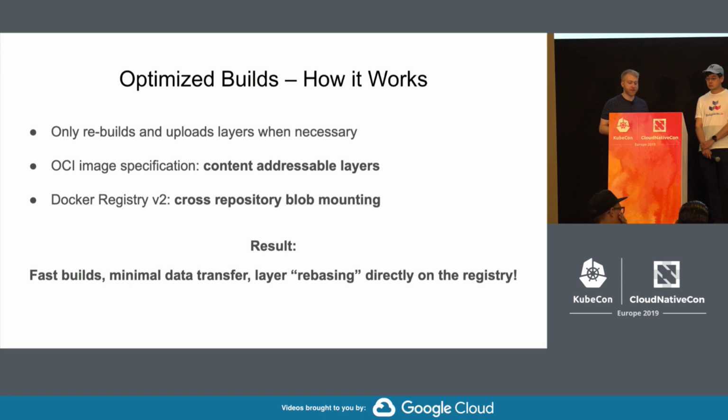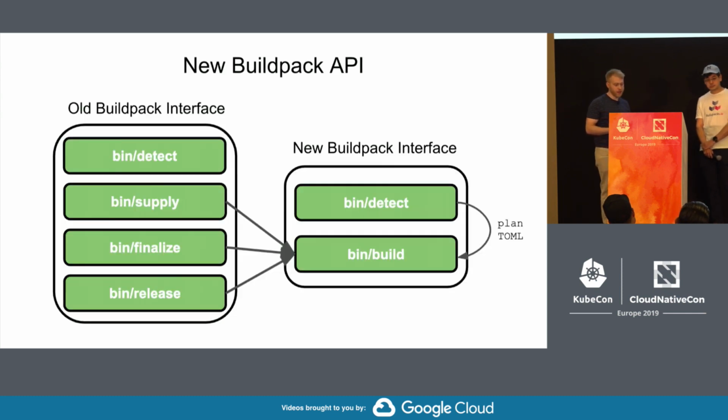The other feature is a thing called cross-repo blob mounting in the new Docker registry spec that lets you point at layers that live in other repositories. With those two things together, we can do this really fast rebasing. And when I walk through the model in a second, you can see other ways we take advantage of those capabilities.